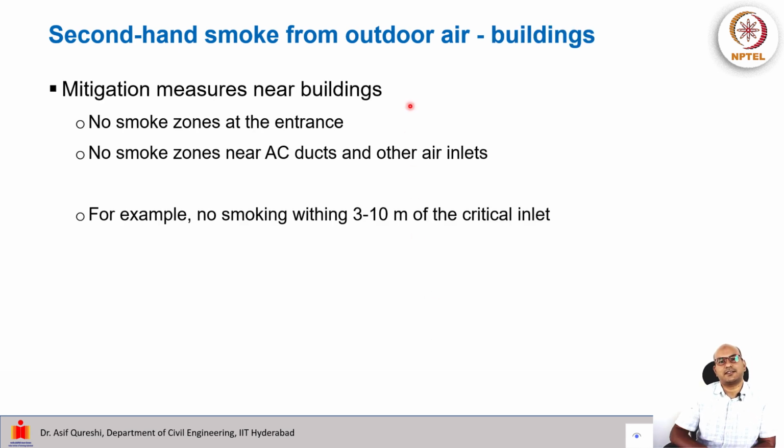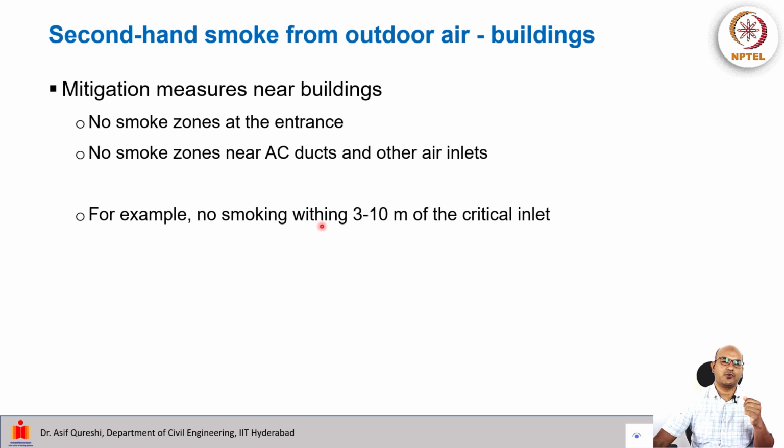So when this is the situation, how can we adopt some mitigation measures? This can be done by applying some mitigation measures near buildings. For example, no smoke zones at the entrances, because entrances are open places where people come in. If there is smoking there, the smoke will come inside. So we have no smoke zones near the entrances. Also, no smoke zones near the AC ducts and other air inlets, because these air inlets are also bringing air inside.